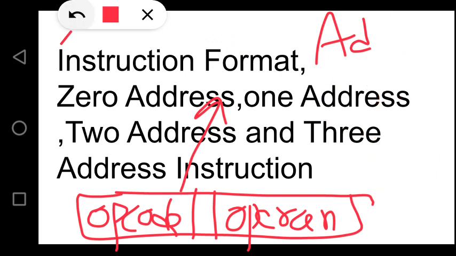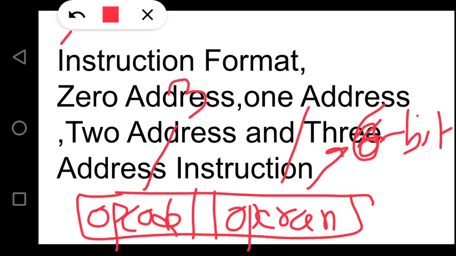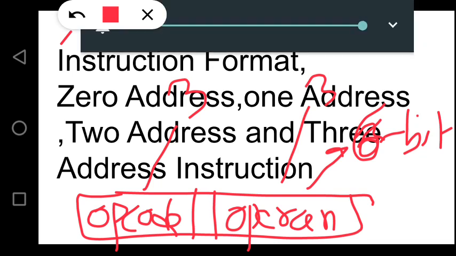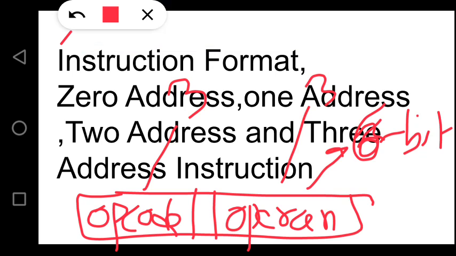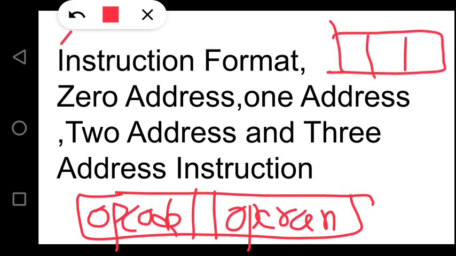For example, let's assume it is a simple 6-bit instruction. Then 3 bits are reserved for the opcode and 3 bits are reserved for the operands. So when I say the opcode is 3 bits, remember 3 bits. 3 bits means I can place how many values? By this time I hope you can tell me the answer.